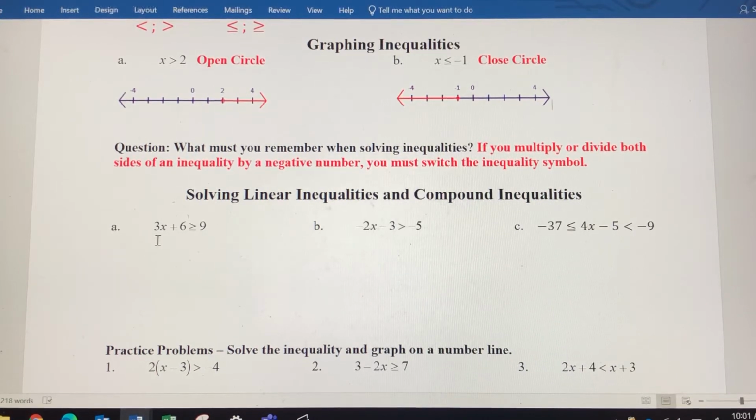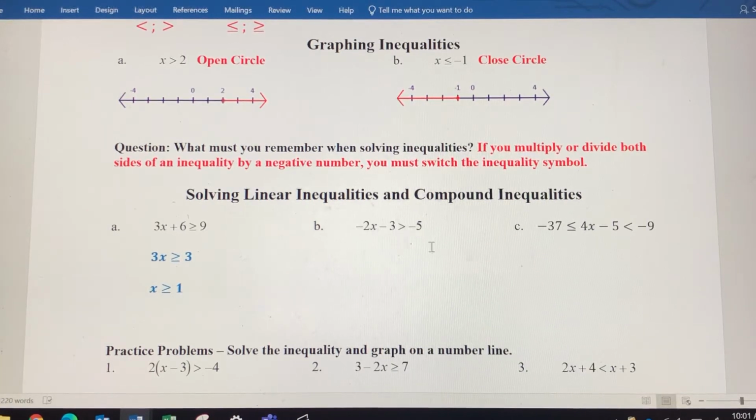So our first one, we've got 3x plus 6 is greater than or equal to 9. We're going to subtract 6 from both sides, and then we're going to divide by a positive 3. So that gives me x is greater than or equal to 1, all right? I'm not going to plot that on a number line. It'd be pretty simple like these two that we just went over, all right?